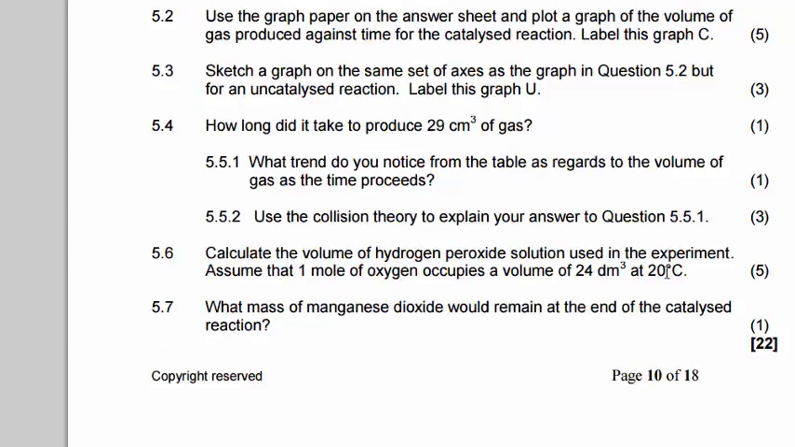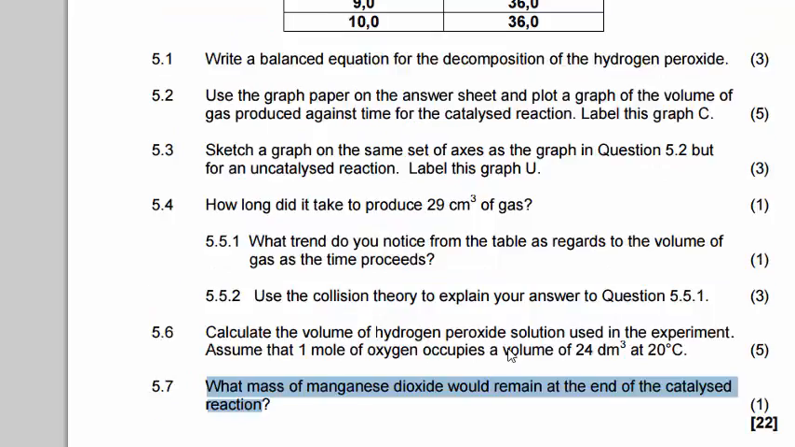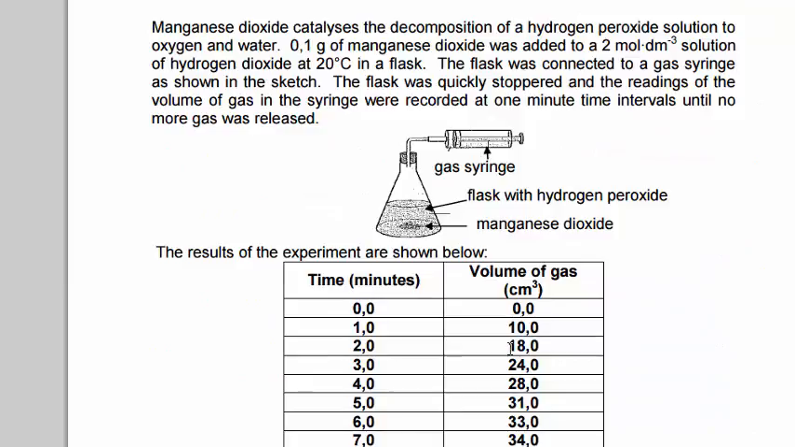So here we go. We calculated the volume of hydrogen peroxide solution used. Okay. What mass of manganese dioxide would remain at the end of the catalyzed reaction? We started with 0,1 gram. How much will be left in the end? Sorry? It will all be used up.